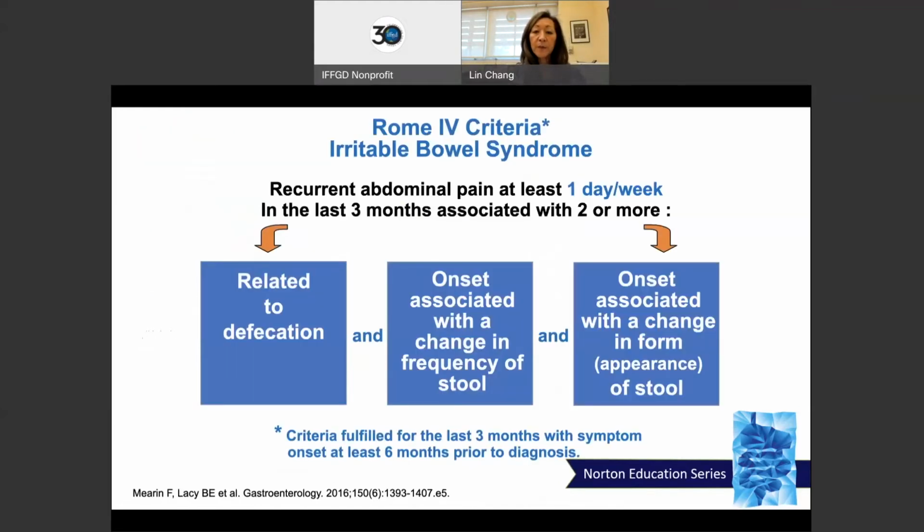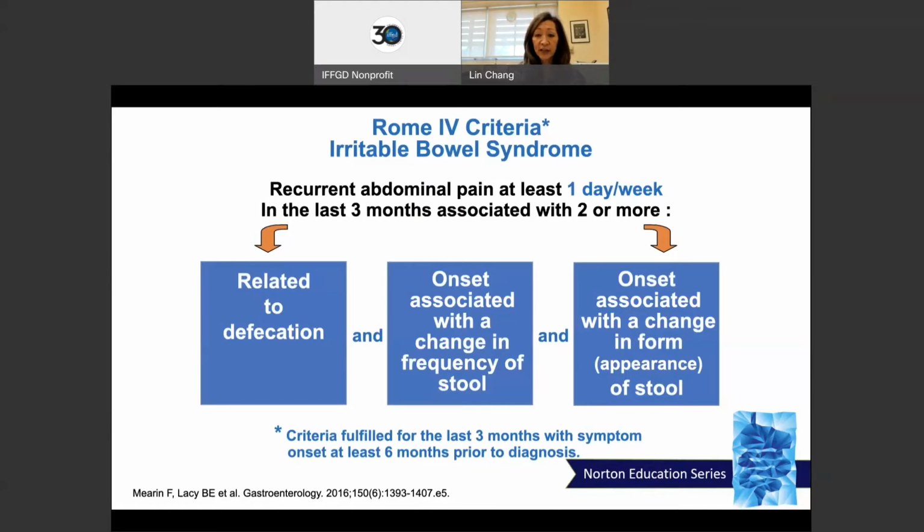So if the patient has had these limited screening tests, they don't have alarm features, and it's negative, then we look to see if the patient meets the Rome 4 criteria for IBS, which is abdominal pain at least 1 day a week in the last 3 months, and the pain has to be associated with at least 2 out of the 3 features.